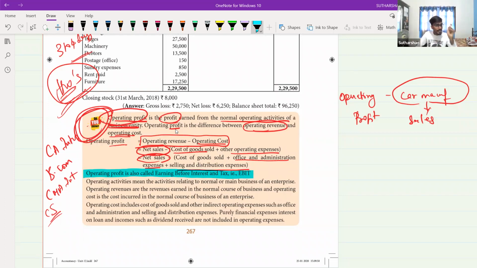This will be in your CA Inter only. It's not at all in the CA Foundation or CMA Foundation or BCom first year or BCom second year. It will be in BCom third year, or it will be coming in MCom first year.